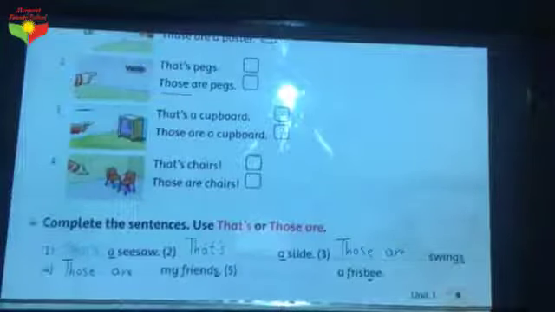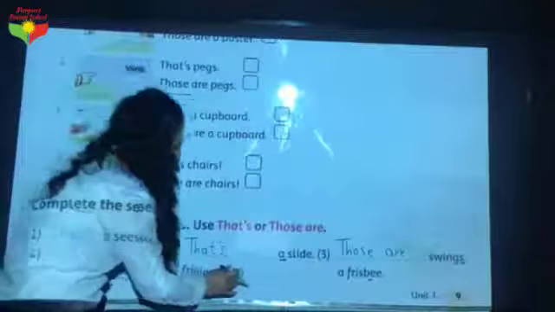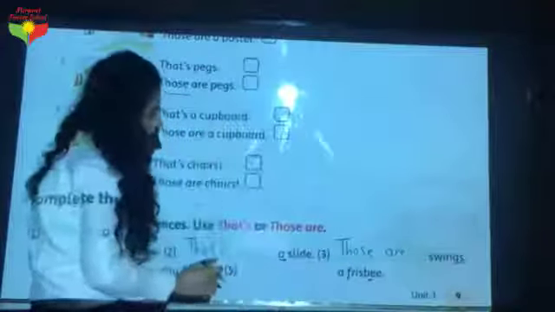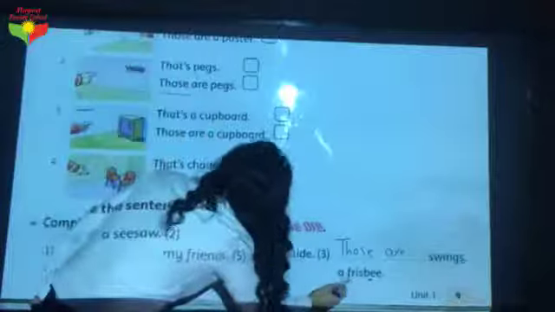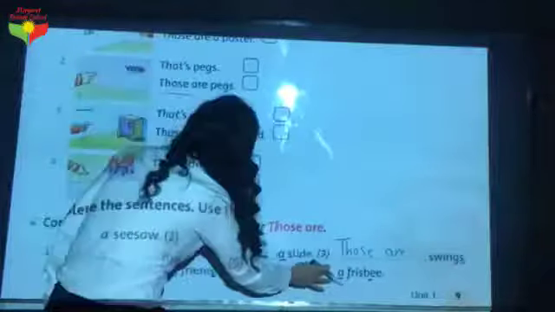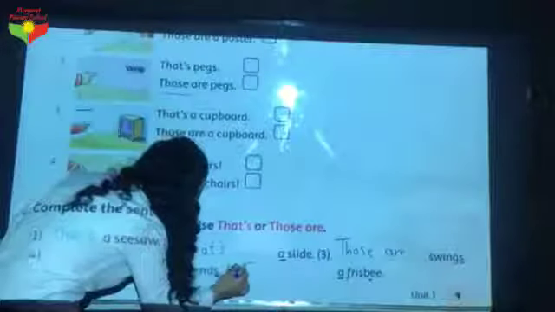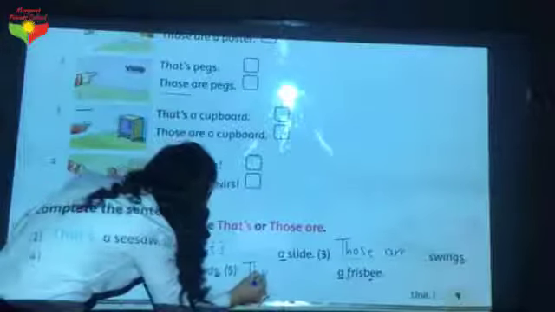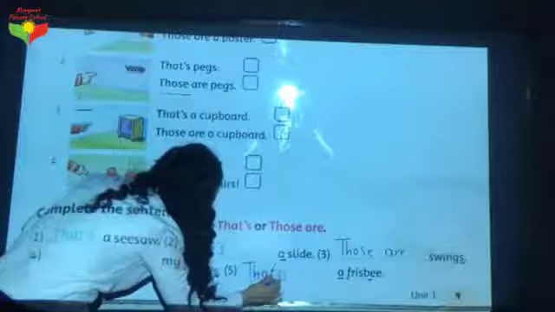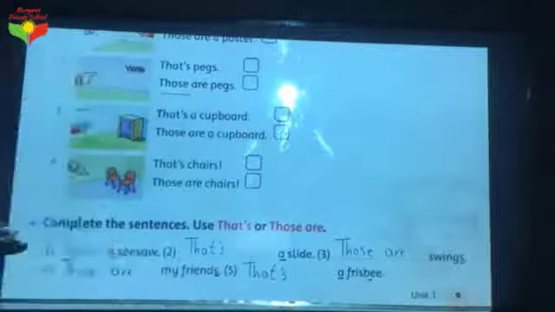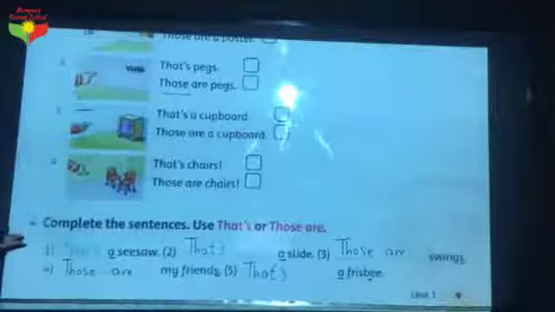Okay. Now let's go to the fifth one. Look at here. We have this article. It means that we have only one. So you should write that. Okay, write these words in your books. Okay?